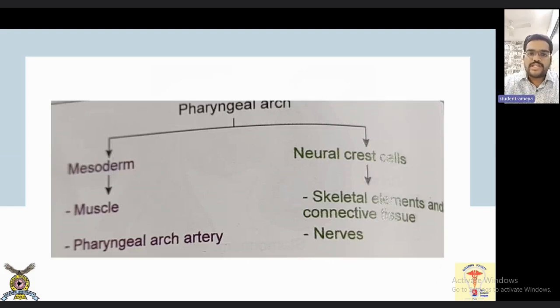Any pharyngeal arch can be broadly divided, to understand it better, into mesoderm and neural crest cells. Under mesoderm, you have the muscle and the pharyngeal arch artery, whereas under the neural crest cells, you have the connective tissue and the nerves.